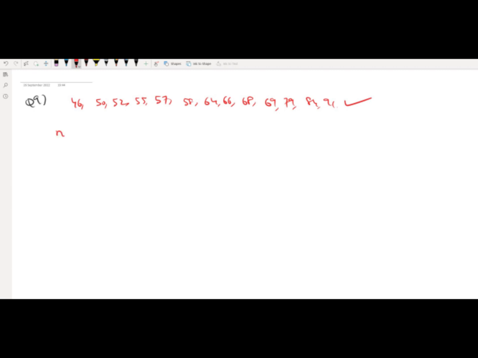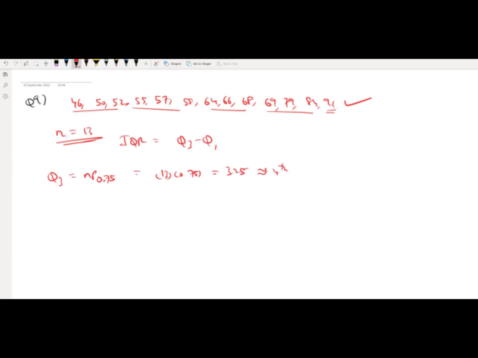Again, we observe that there are 13 observations. N is equal to 13. You can count it here: 3, 6, 9, 9 plus 3, 12, and 1, 13. Now, we are well aware of the formula of IQR, which is Q3 minus Q1. Let's find the Q3 value. N into 0.75, which is 13 into 0.75, 3.25, which is the fourth term. In this series, our fourth term is 55, and let's go with Q1.